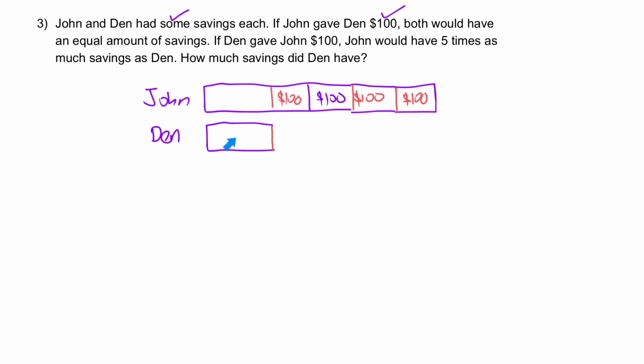And what happens when Dan gave $100 to John? Again, let me show the shifting from here. Dan is going to give the 100 to John. John will have 5 times as much, which means this must be 4 units, isn't it? Now the numbers are very nice. If this makes up the 4 units, what can we say about 1 unit? Well, it must be $100. So this is 100. This is also 100.